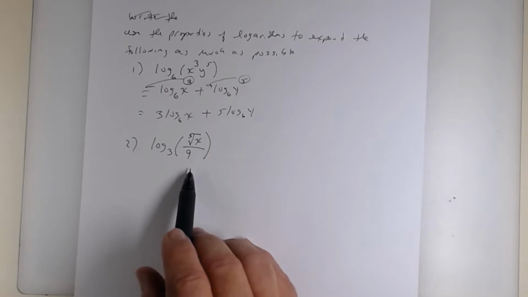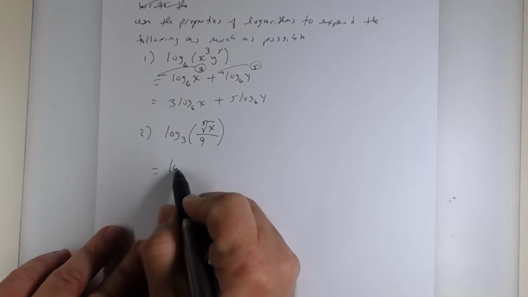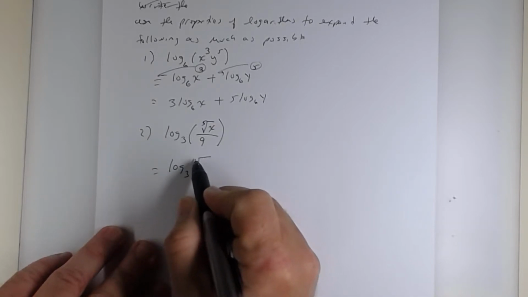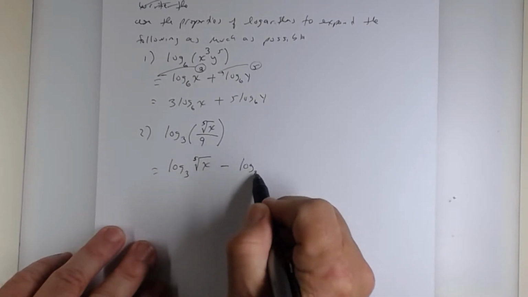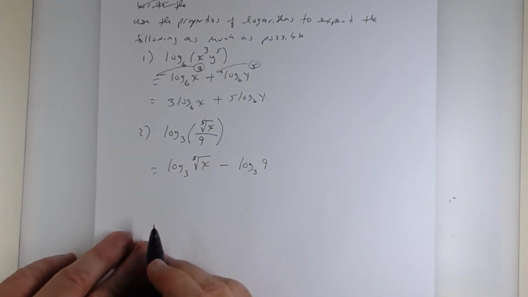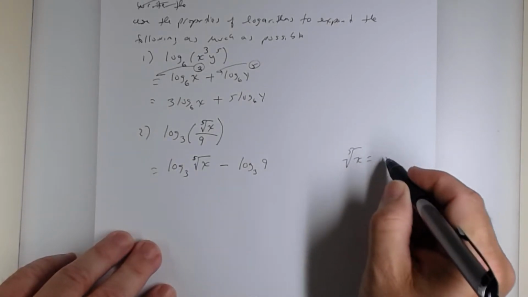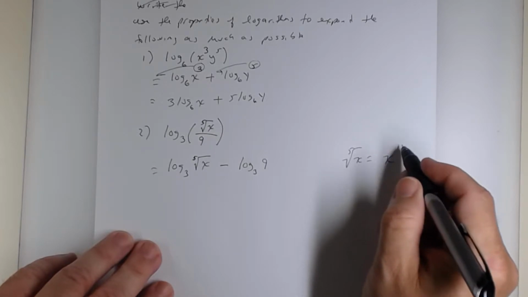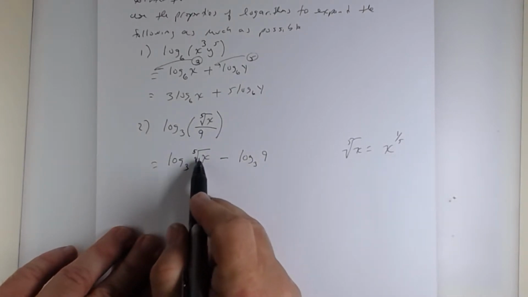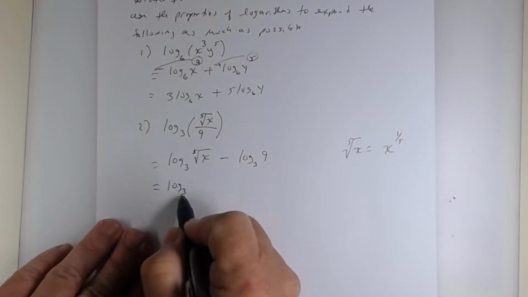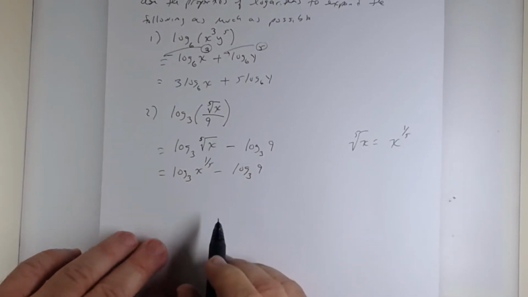All right, what are you going to use here first? The quotient rule. According to the quotient rule, this is going to be rewritten as log base 3 of the fifth root of x minus log base 3 of 9. Now you have to rewrite the 5th root of x. The 5th root of x is x to the 1/5. So that's log base 3 of x to the 1/5 minus log base 3 of 9.